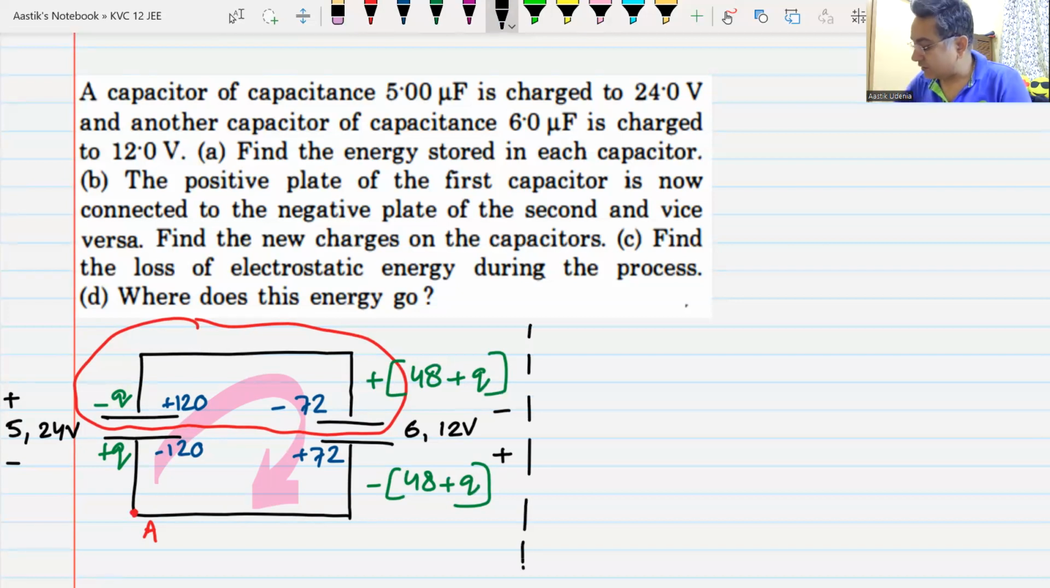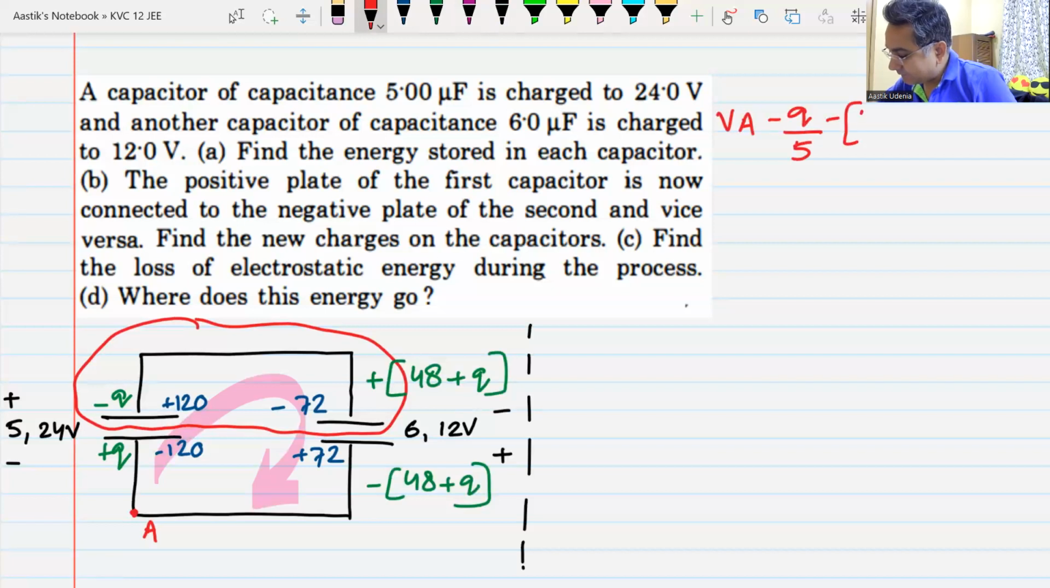Can anyone tell me what is the equation I am going to get? No one? Okay, so the equation will be VA minus Q by 5 minus 48 plus Q by 6 is equal to VA. That is correct.